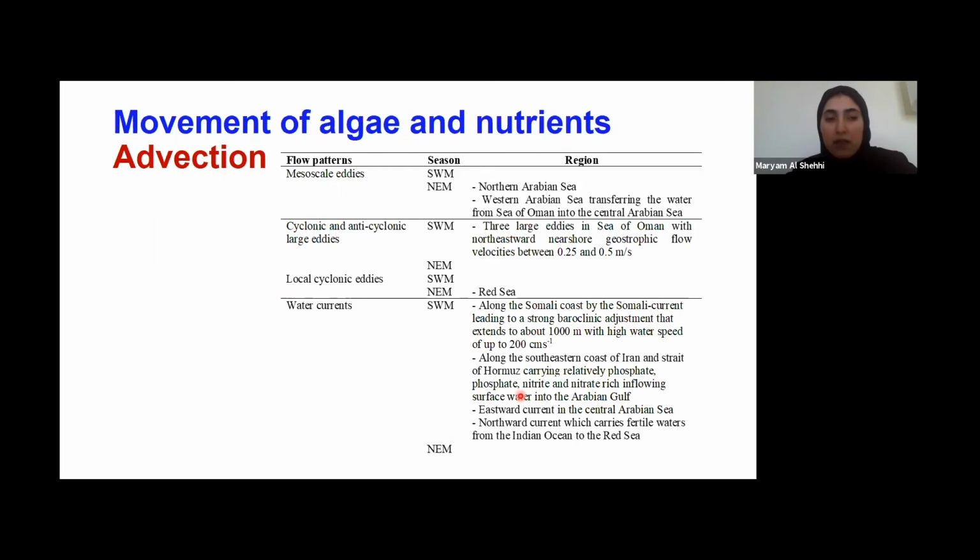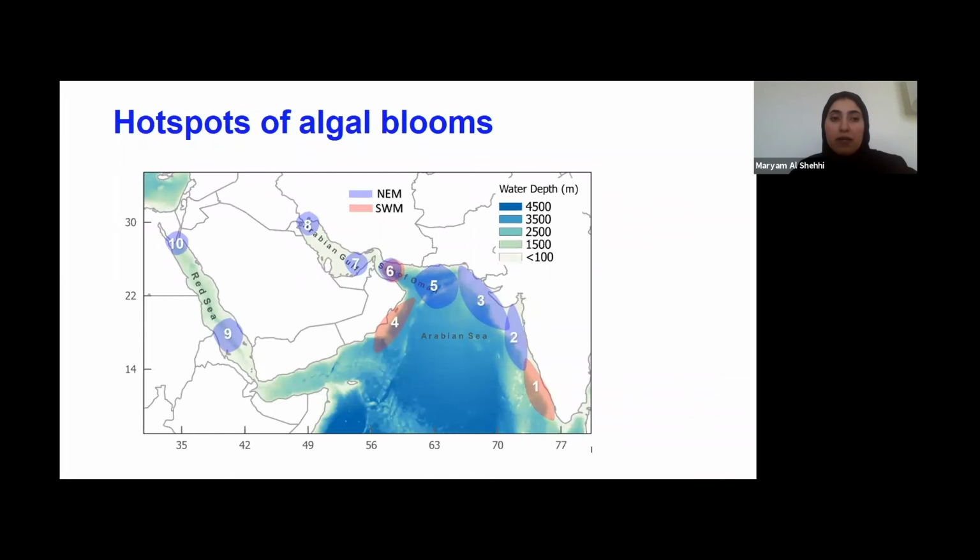So after looking at all the factors that regulate the blooms and also the location of the blooms, we could identify the spots of the algal blooms in this region and the seasons when these blooms occur. So we found that in the southwest monsoon, there are 3 hotspot areas indicated here by the red color. Location 1 is along the Indian coast over here, location 4 and location 6, which is in the Sea of Oman. So these blooms happen most commonly in the southwest monsoon. They do occur as well in the northeast monsoon, but with a lower intensity.